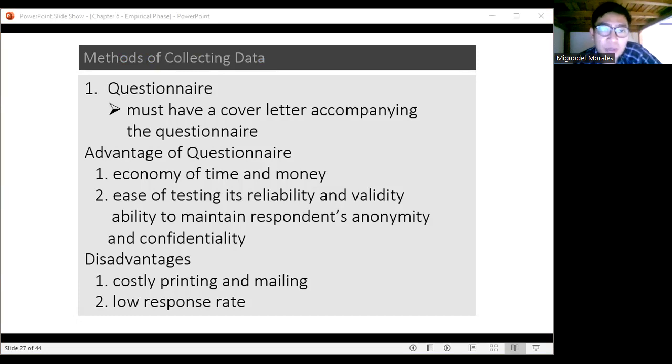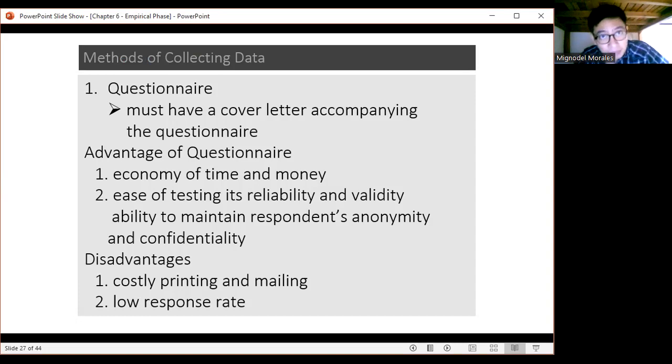The advantages of a questionnaire: it's economical in time and money. After distribution, you're only waiting for the retrieval. Then there is the testing of its reliability and validity, and the ability to maintain respondents' anonymity and confidentiality. Some of the disadvantages are the cost of printing and mailing, and low response rate.